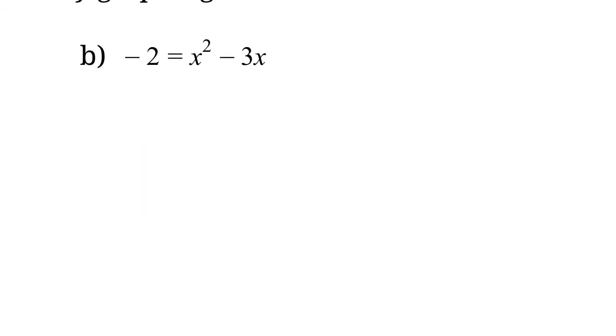All right, in question B, the first thing I notice is that not all of my terms are on the same side of the equation. So in order to make this equal to 0, I'm going to bring the negative 2 over. Okay, there are no like terms that can be simplified or put together, so this is the equation that we are going to work with.